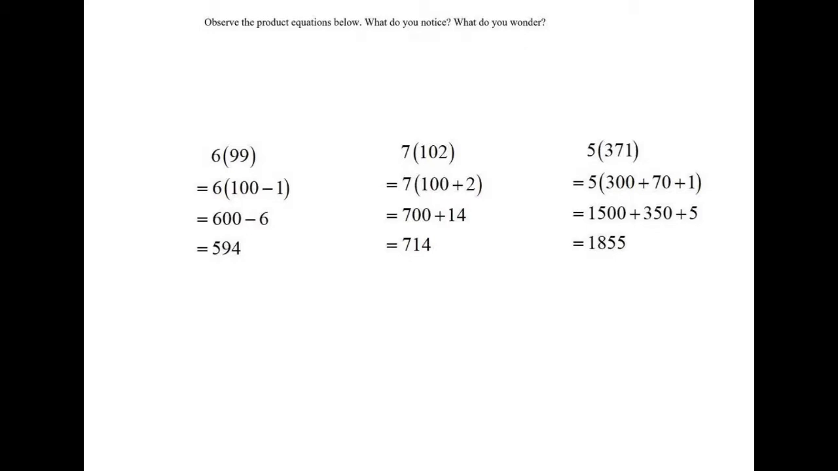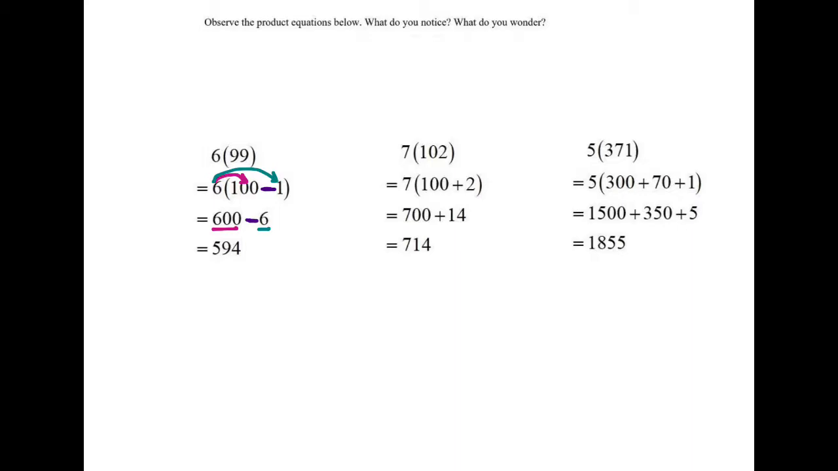Okay, so first one, 6 times 99. And they say that 99 is really close to 100, right? It's just one less. Now this is using the distributive property. So we're going to do 6 times 100 gives you the 600. And then 6 times 1 gives you the 6. Because this was a subtract, we're going to subtract here. And at this point, you can just count down from 600 and get to 594.